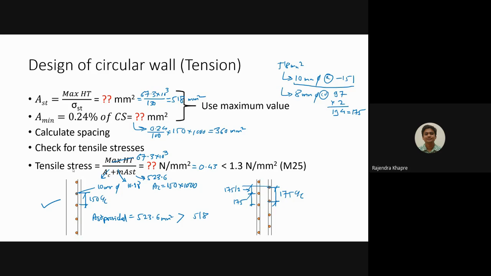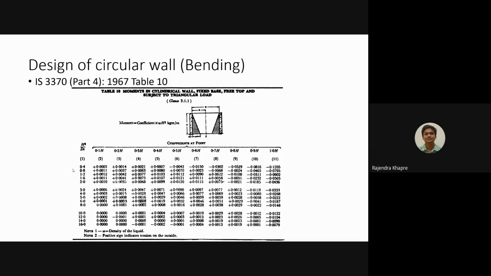Now let us talk about the bending, okay. So remember your wall is going to bend like this. So at 0.6 h measured from the top, you are going to get the maximum tension. So the circumference of the wall at that level is going to get increased, and because of that your wall is going to get bent, okay.